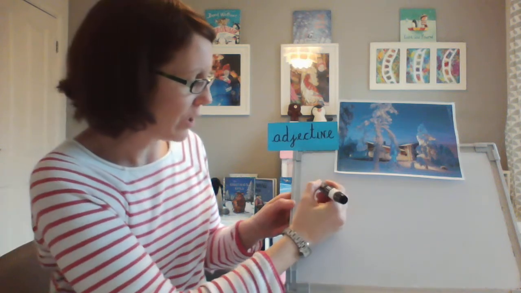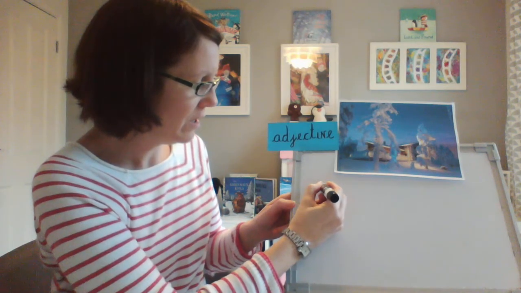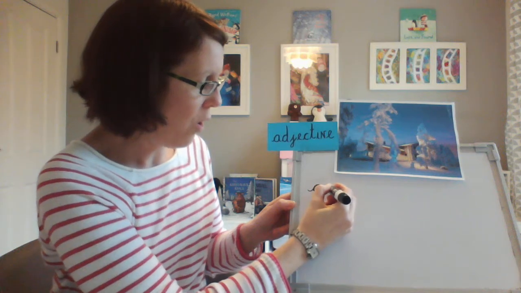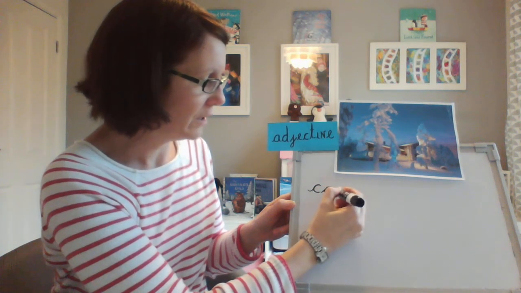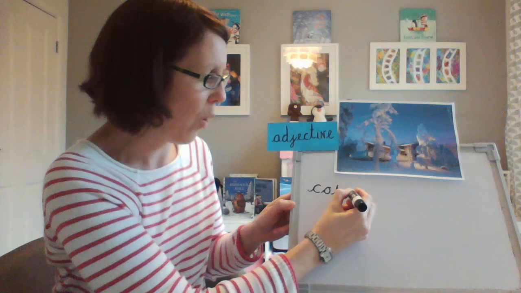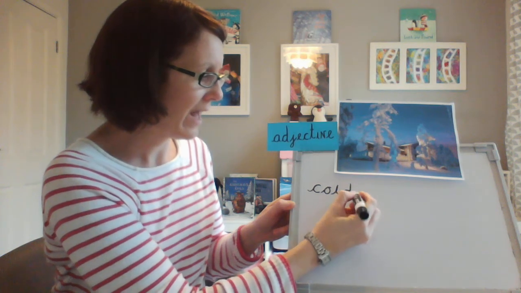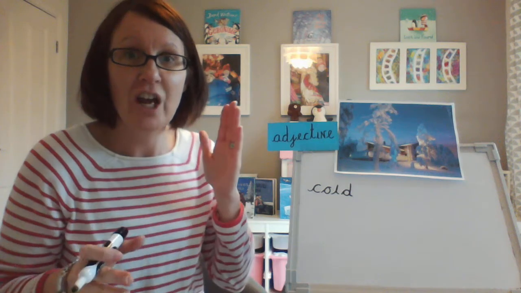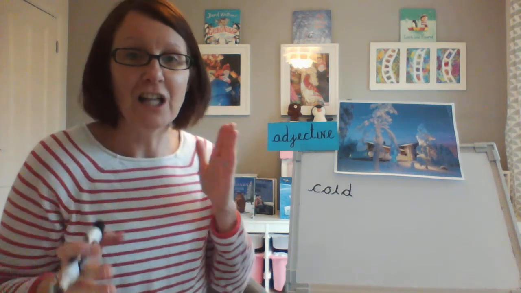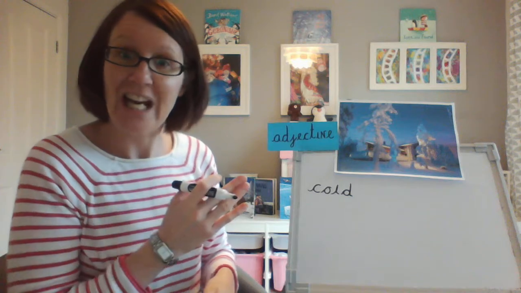So we have a go at writing cold. So we've got k, o, old, cold. Okay, right. What other adjectives can we think of? Another adjective, which is a bit like cold, is chilly. So should we have a go at writing chilly? So it's ch, i, l, l, y, chilly.